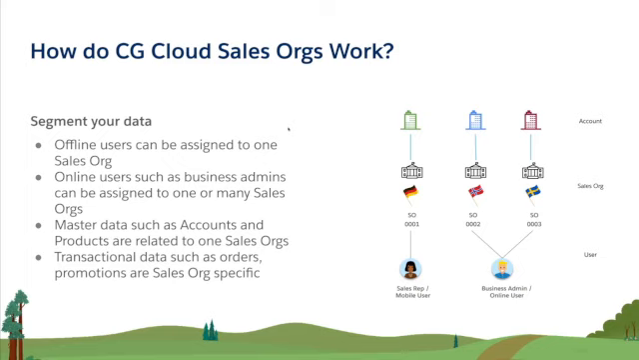But when you have online users, for example, a business administrator. In this example, the business administrator is responsible for Nordics, including Norway and Sweden, and he's able to maintain the business process templates, or he can set up activities and sales folder for the entire Nordics region. It means you can assign multiple sales orgs to online users. But all of the master data is separated, and all transactional data are segregated by the sales org.